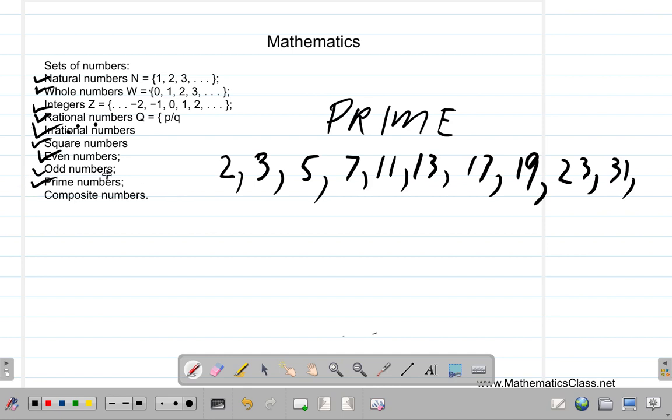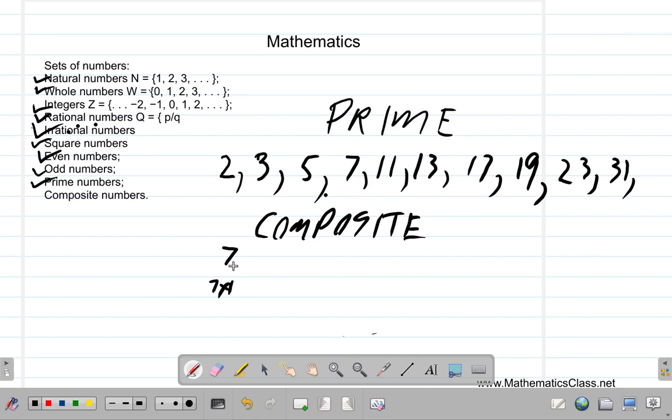Now, we have our last set of numbers. Composite numbers. What are those? Composite numbers are not prime. They're composed of other numbers. You can multiply two other numbers and get them. Now, if we try 7, well, 7 times 1 gives you 7, but that doesn't prove that it's a composite number. It must not be the number itself, and it must not be 1.